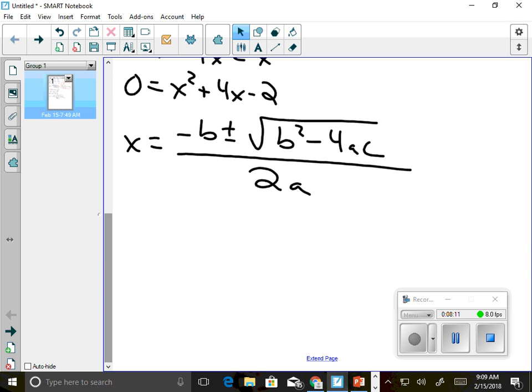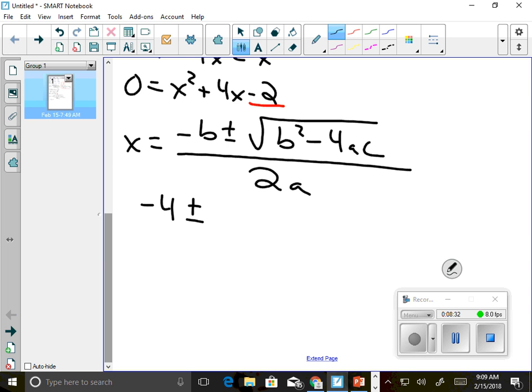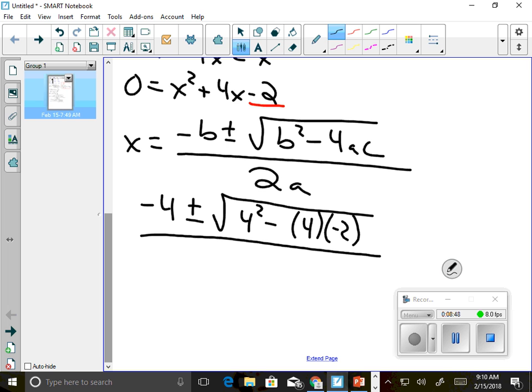Now, if you are not familiar with the quadratic formula, the number in front of the x squared, which is assumed to be 1, is your a value. The number in front of the x is your b value. The number without a variable is your c value. Don't forget to take into account that it's a negative value here. So if I plug all this in, I'd have negative 4 plus or minus, so I have to do both, the square root of 4 squared minus 4 times a negative 2, all divided by 2.